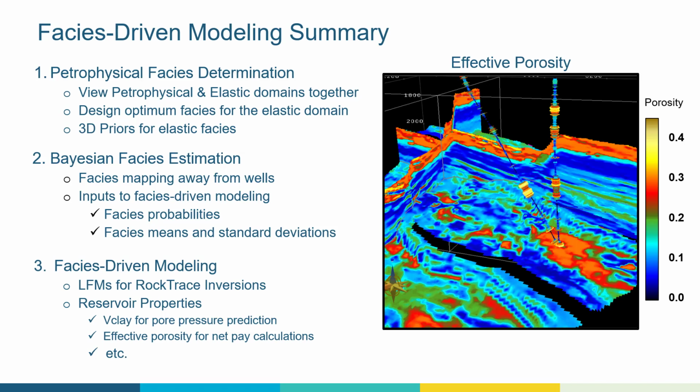Another bonus there. Then we did Bayesian facies estimation, mapping our facies away from wells. That provided inputs to facies-driven modeling in terms of facies probabilities and means and standard deviations. Then finally we did that facies-driven modeling and showed two cases of low-frequency models for rock trace inversions, which we touched on only briefly, and the newer work estimating reservoir properties, and we showed a bunch of those for a whole variety of uses.